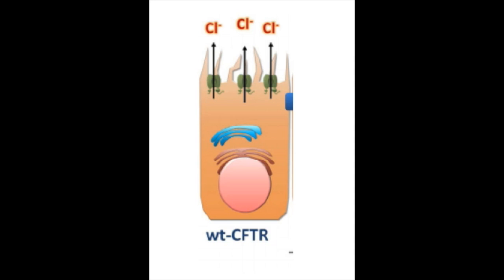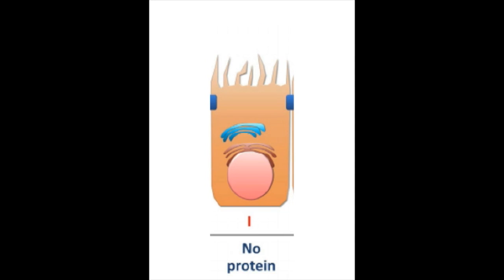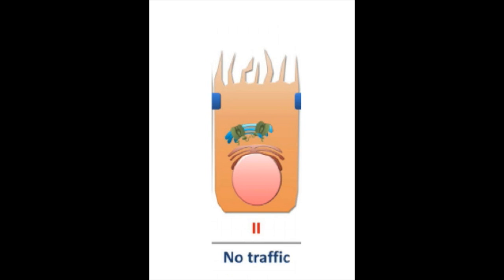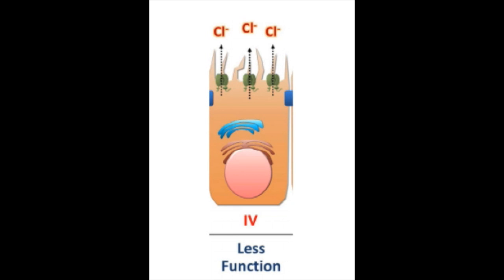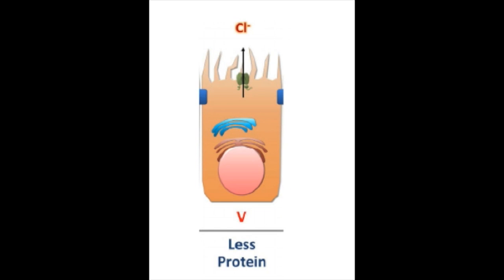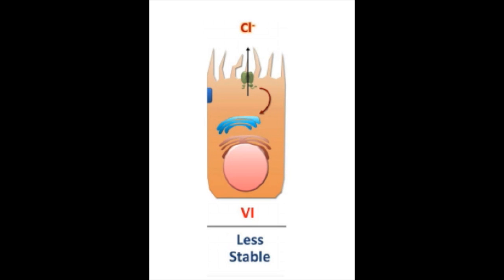Firstly, Class 1 mutations result in the inability to synthesize the CFTR protein. Class 2 mutations cause misfolding of the CFTR. Class 3 mutations produce a reduction in the functionality of the CFTR channel opening due to defective channel gating regulation. Class 4 mutations cause reduced chloride conductance. Class 5 mutations lead to a reduced synthesis of CFTR. Class 6 mutations result in reduced CFTR stability at the cell surface.